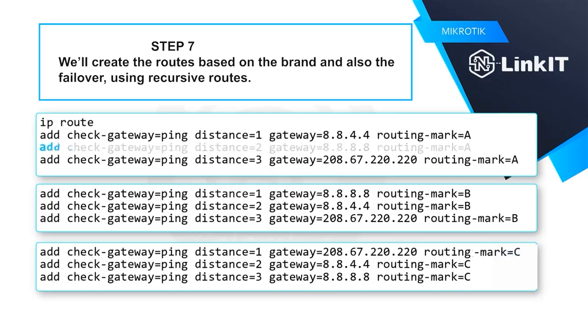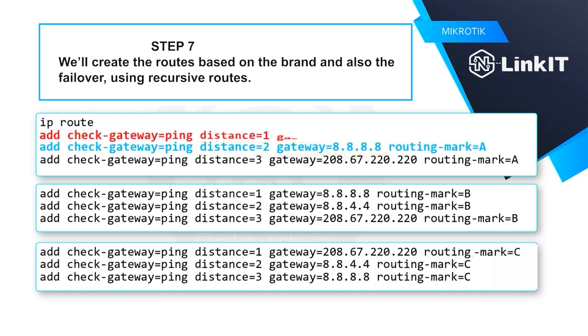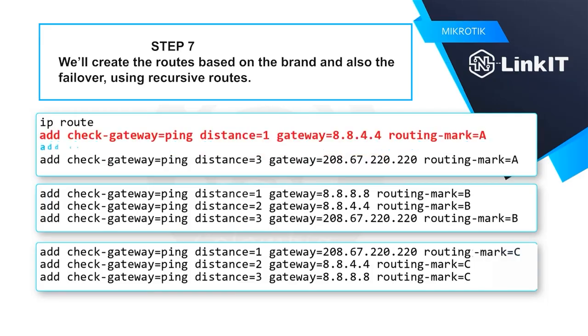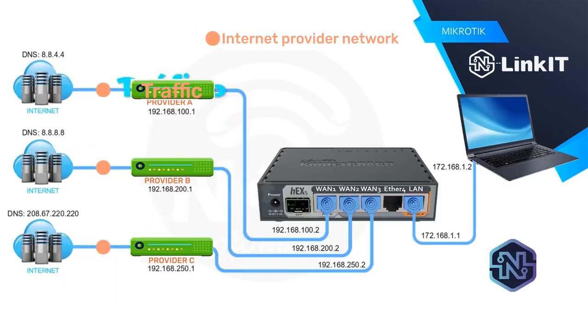Now, following our guide, we're going to create the second route with mark A, but with distance 2, taking the DNS used for provider B as the gateway. This is so that if the route with distance 1 fails, then this route we are creating will come into action, meaning it will become active and pick up all that traffic that provider A had and route it automatically through provider B.